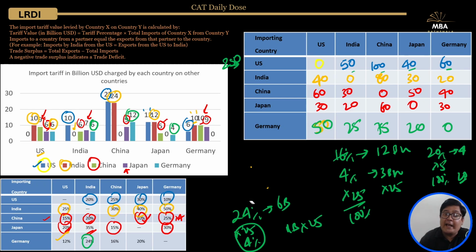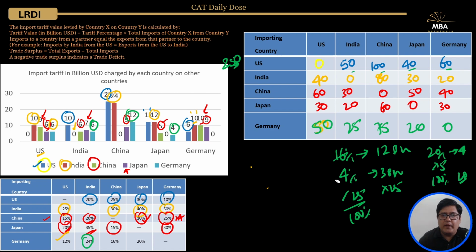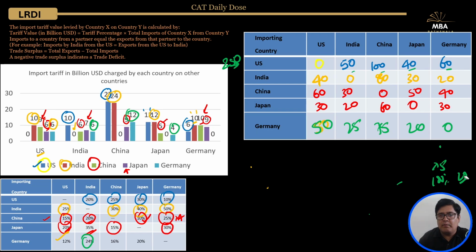How much does US export? Let me show you. Horizontal is what they are importing, so vertical will be what they are exporting. Let me just clean this up.